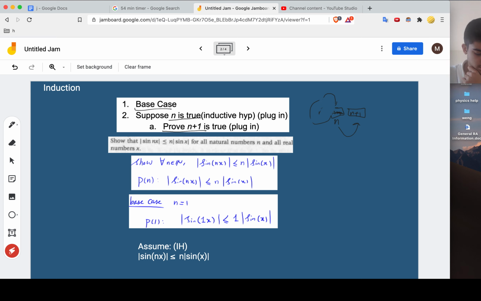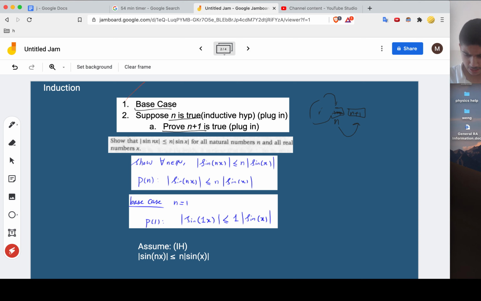It's called induction. For this problem, we have to show that this is true for all natural numbers n. We're going to do one base case, with n equal to 1. What happens if you plug in 1 for n? You have sine of 1x is less than or equal to sine of x, and that's true because they're just equal to each other. Now we've got the base case.